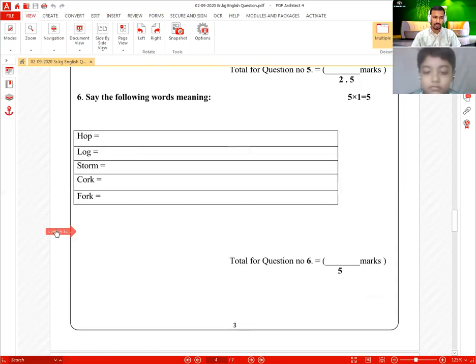Now six. Say the following words' meanings. Okay, what is the meaning of hop? Jump. Next one. Log. Wood. Storm. Heavy wind. Storm. Heavy wind. Okay. Cork. Say cork. Lid. Say lid. Then fork. A kind of spoon.